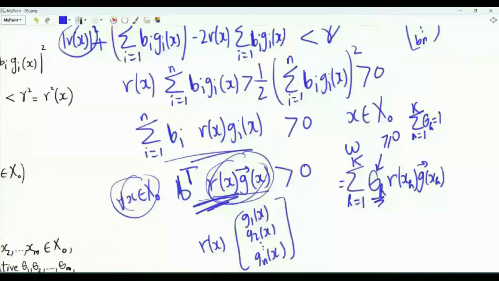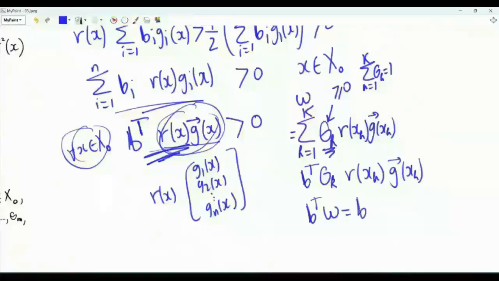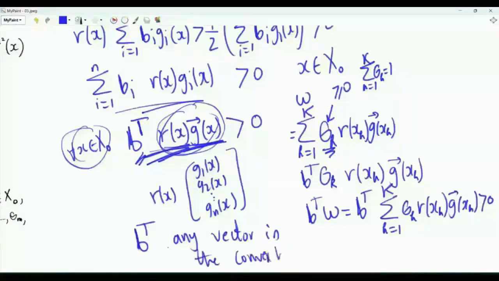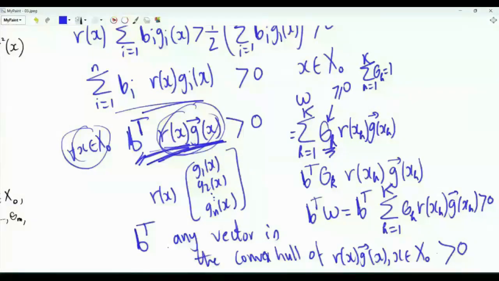If b transpose times this vector is strictly greater than 0, then b transpose times theta k, which is this non-negative coefficient, r of xk, g arrow of xk, is strictly positive, and it's 0 if theta k is equal to 0. But b transpose times w, which is b transpose times the sum small k from 1 to big K, theta k, r of xk, g arrow of xk, this is strictly positive. And the reason for this is that at least one of the thetas is strictly positive, and the inner product of b and any of those vectors is strictly positive. The conclusion is that b transpose times any vector in the convex hull of the vectors r of x, g arrow of x, where x is in the set big X0, is strictly positive.